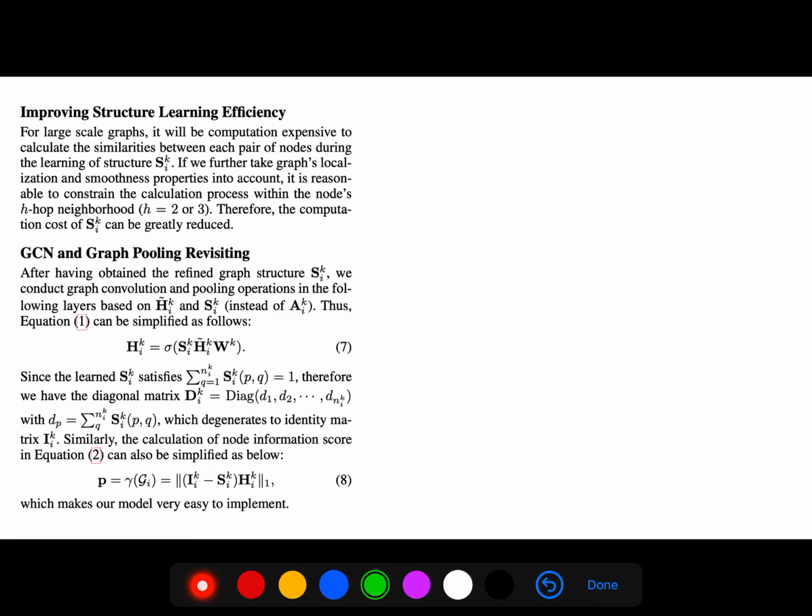Now, for larger scale graphs, it will be computationally expensive. Oh, this is what I said just 1 minute ago. To calculate these similarities between each pair of nodes during learning of structure. So if you further take graph's localization and smoothness properties into account, it is reasonable to constrain the calculation process within the node's H-hop neighborhood.